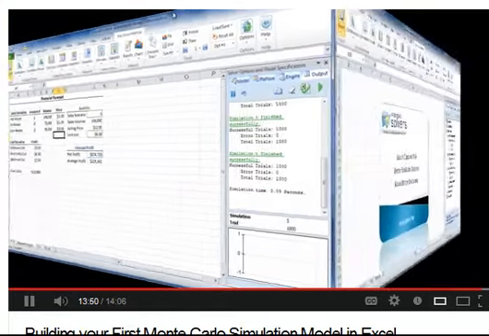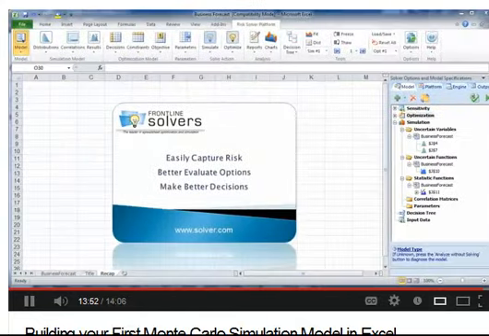While this is clearly a very simple model, you can imagine how easy it would be to scale this model, capture many more business variables, much more uncertainty, and still be able to easily analyze the risk, your options, and inform your decision making.